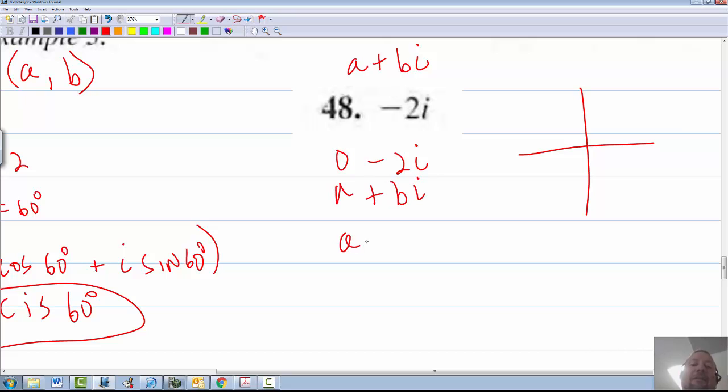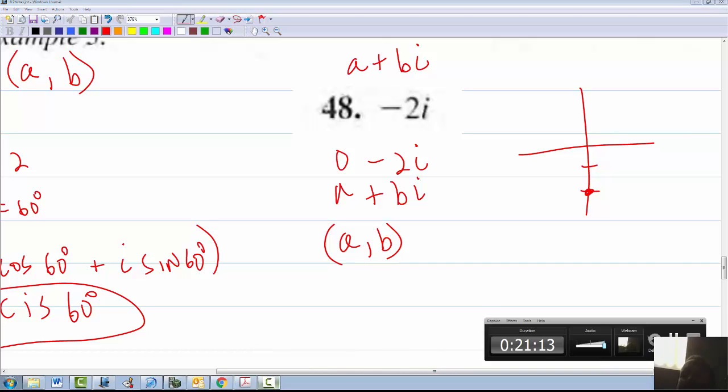So how do I do this? What do I do? Okay, so again, we're not getting far here. I just have to graph this as A comma B. So what's A? And then what's B? So how do I graph 0 comma negative 2? I go what? Not up. Down. Okay, now, just to speed this up.